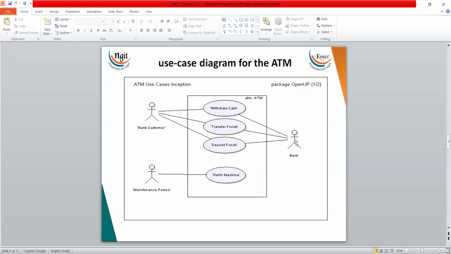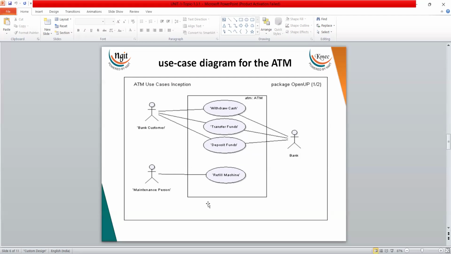Here we can find that there are two different types of actors: high priority actors and low priority actors. In this case, the bank employees are the high priority actors, and you can see the low priority actors, like bank customers and the maintenance person. Depending upon the developer, they may give the high priority and low priority.